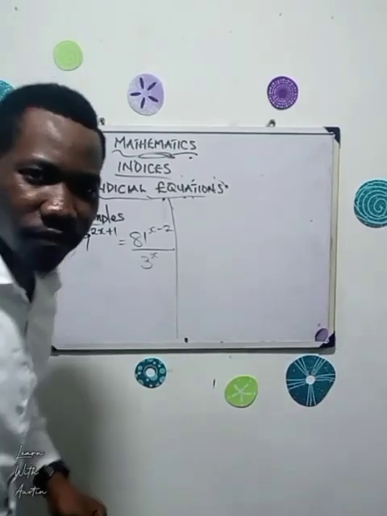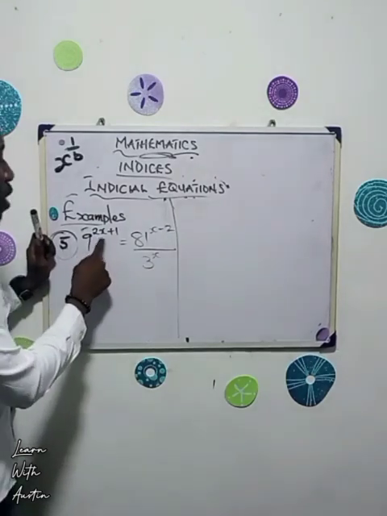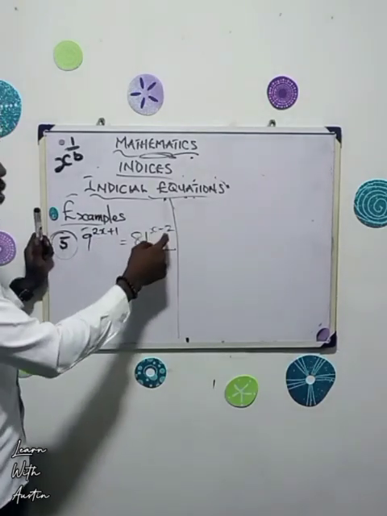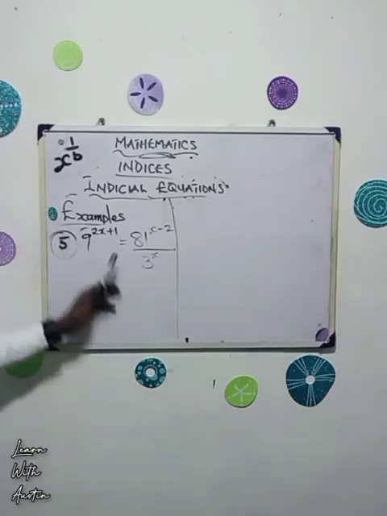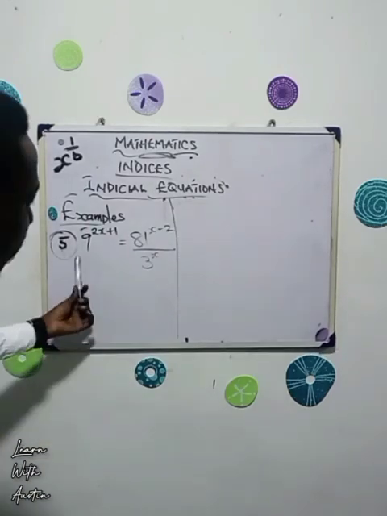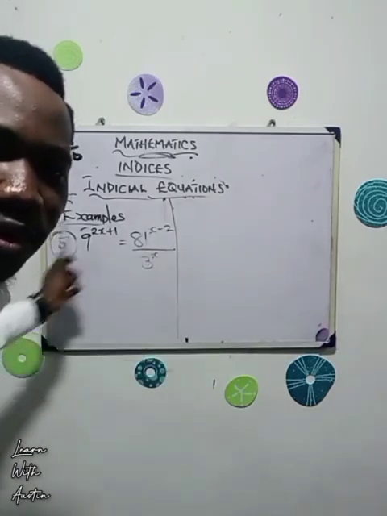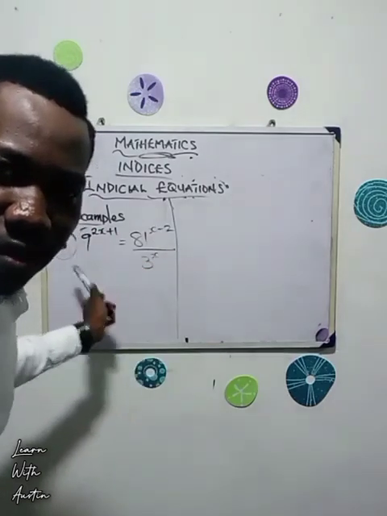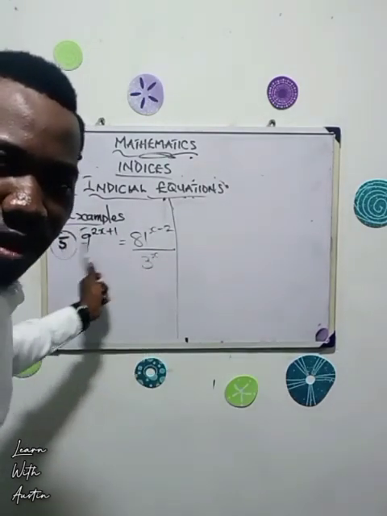Or 55. Alright, so this is our question. 9 raised to the power of 2x plus 1 equals 81 raised to the power of x minus 2 all over 3 to the x. Now, what are we going to do? Looking at our bases, we have 9, we have 81, we have 3. We can express them to have a common base, right? These are multiples of a number.